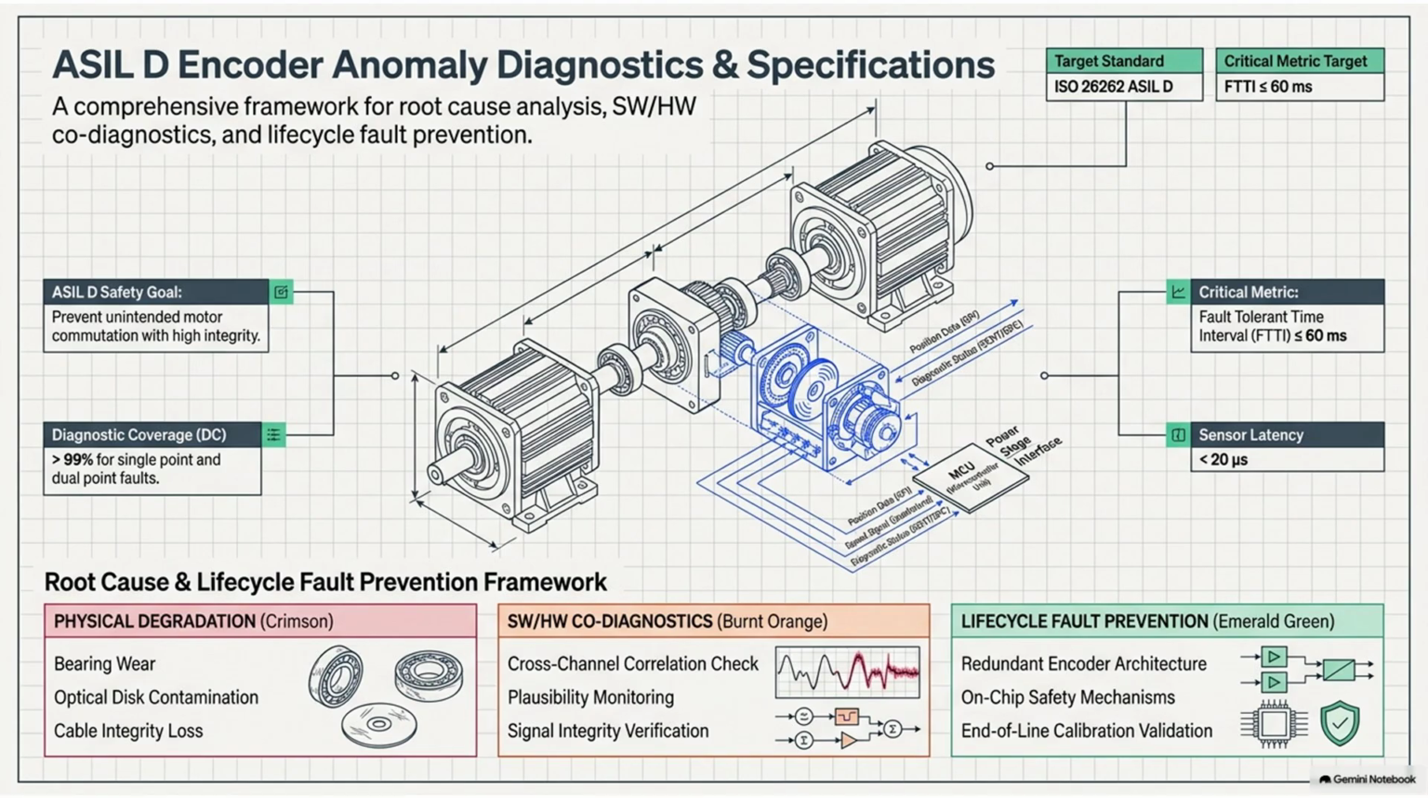Yeah, hardware and software. But before we look at how a system defends itself, we have to look at the physical reality of the environment it lives in, right? Oh, absolutely. The physical environment is brutal. Yeah. So in this technical specification, the root causes of encoder anomalies are broken down into 4 distinct physical dimensions. Right. We are looking at the physics of failure here. Yeah. And the source starts with optical encoders.